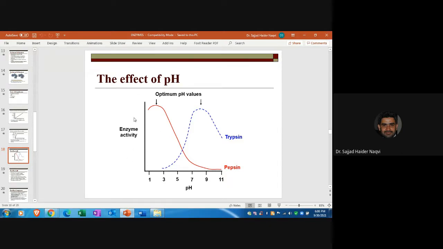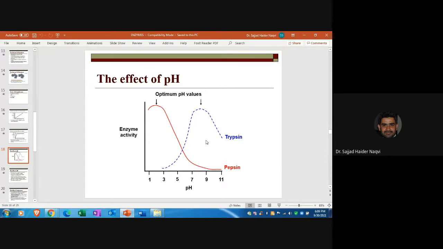So here we have the enzyme activity, and here we have the pH, and we have the example of two enzymes here, trypsin and pepsin. Pepsin is an enzyme which is involved in protein catalytic reactions, while trypsin is another enzyme which is involved in the protein catalytic reaction. But their origins are different. Pepsin is present in our stomach, which is a very highly acidic environment because of HCl, while trypsin is in the mouth or in the gut. So in the mouth, the situation is more alkaline. In the stomach, the situation is more acidic.